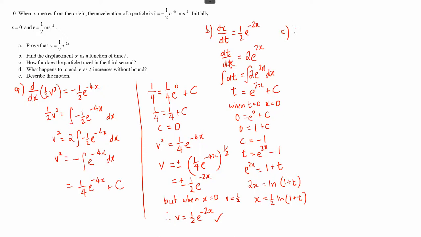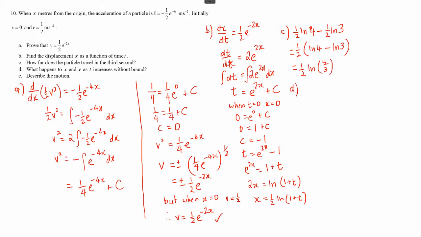So at t equals 3, the particle will be at a half ln of 1 plus 3, so that gives us ln 4, and at t equals 2, it'll be at a half ln 3. We can simplify that a little bit. We can write it as a half outside of ln 4 minus ln 3. And then, using the log laws, we can write this as a half ln 4 over 3.